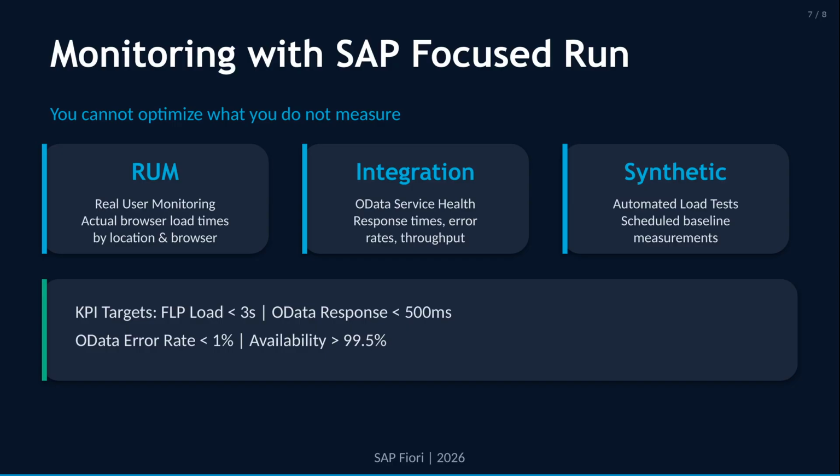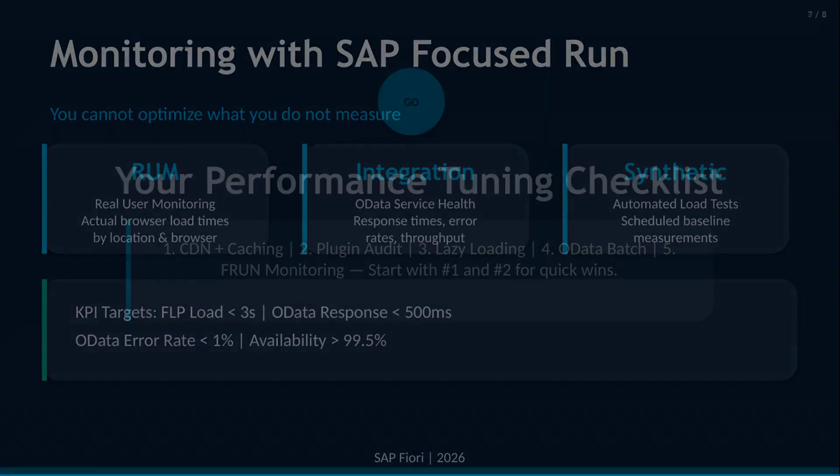Set up key performance indicator thresholds: launchpad initial load under 3 seconds, tile data load under 1 second, and OData error rate under 1%. When any threshold is breached, FRUN triggers an alert. This gives you a proactive approach instead of waiting for user complaints.